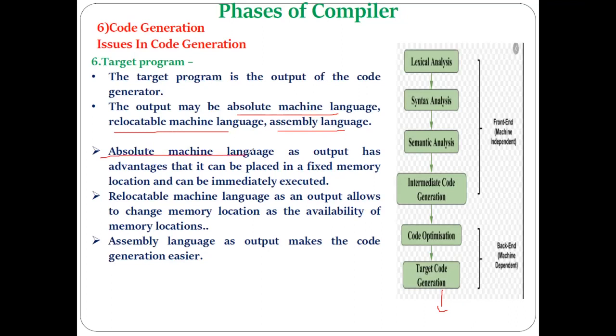So if it is absolute machine language code, absolute in the sense it can be placed in the fixed memory location and it can be immediately executed. So if your machine language code is in the absolute machine language form, then it can be placed in the fixed memory location and then it can be executed from that.